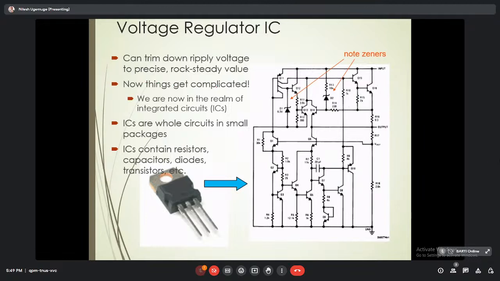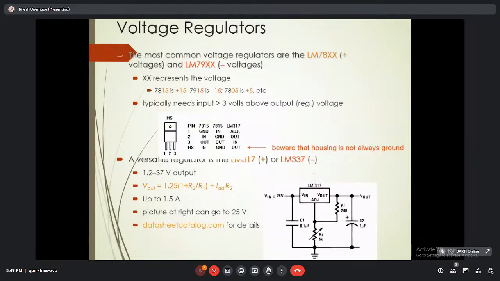Now things get complicated. We are now in the realm of integrated circuits. You can see inside this single IC how the circuitry is there, how many resistors, how many capacitors, how many transistors are there, and they are doing their function appropriately. That is the beauty of ICs, the beauty of electronic circuitry. Because of electronic circuitry, we can see miniaturization, and we can see better efficiency of the electronic circuits.